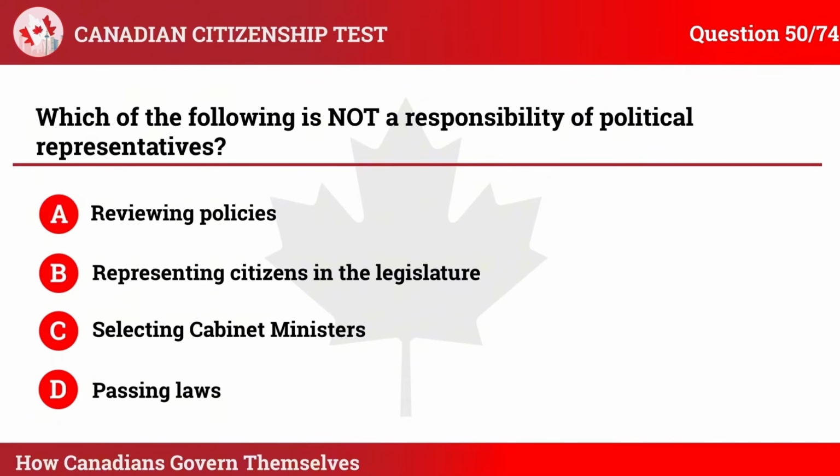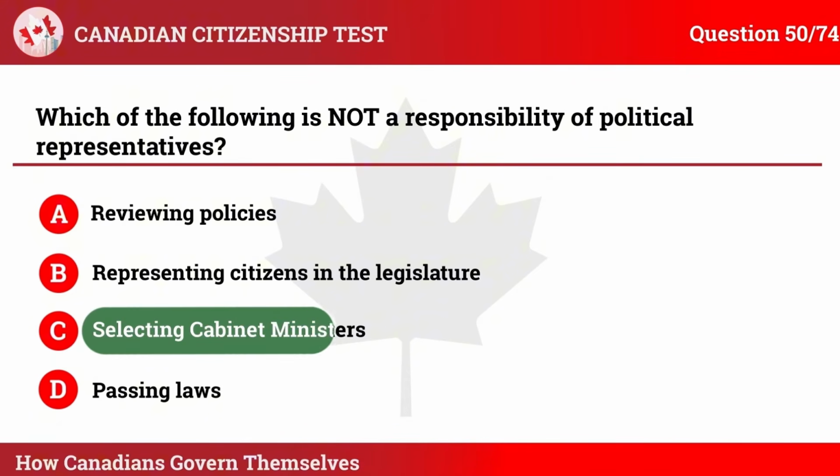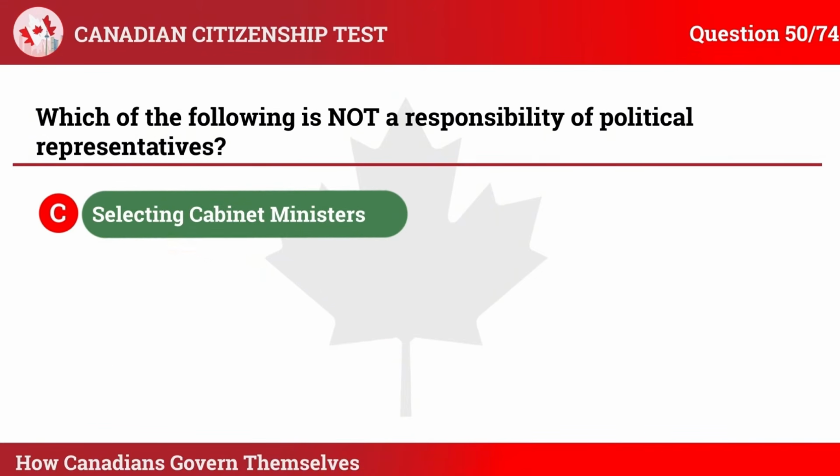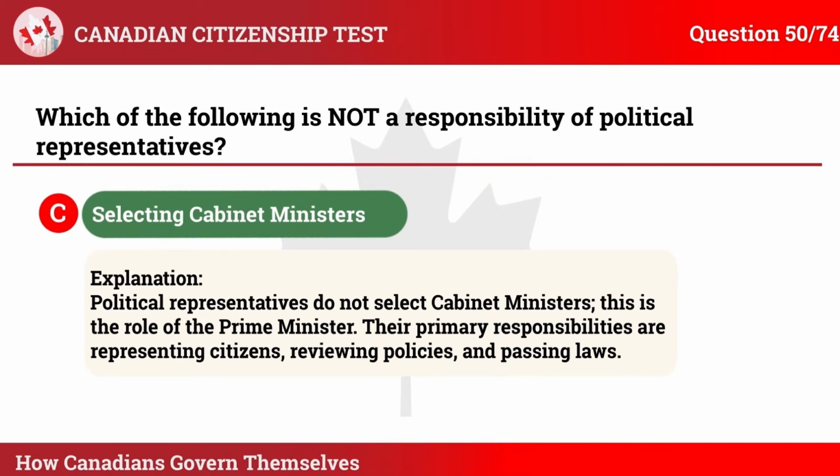The correct answer is C. Selecting cabinet ministers. Explanation: Political representatives do not select cabinet ministers. This is the role of the Prime Minister. Their primary responsibilities are representing citizens, reviewing policies, and passing laws.